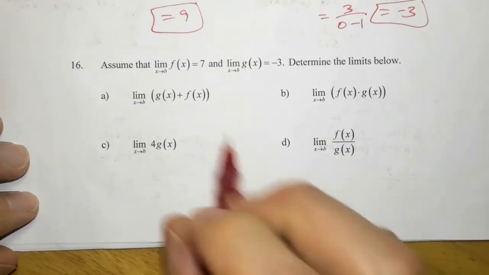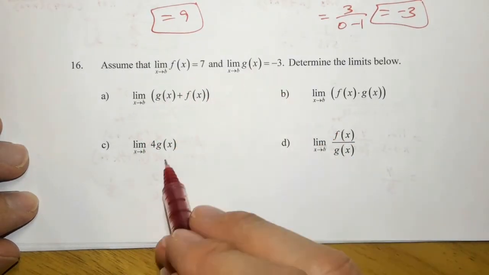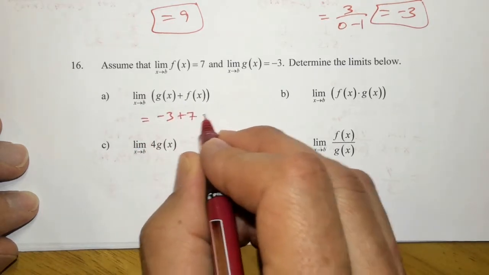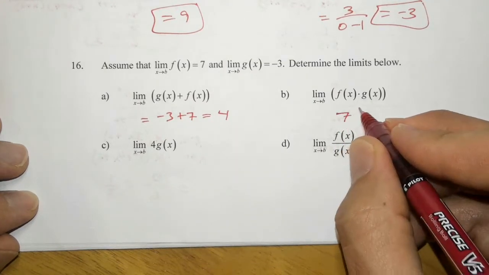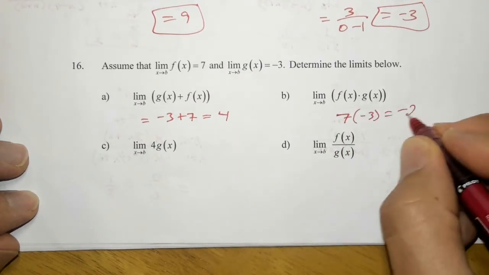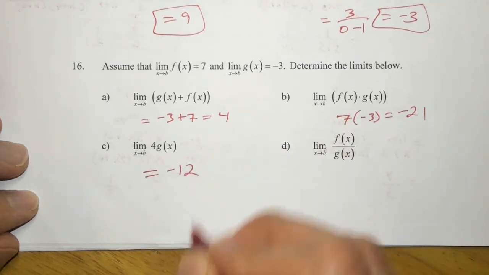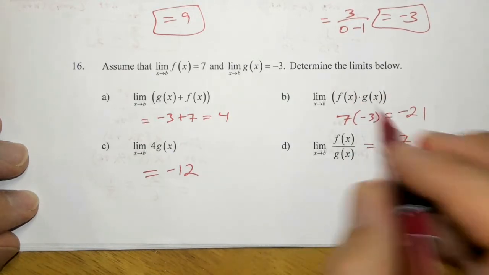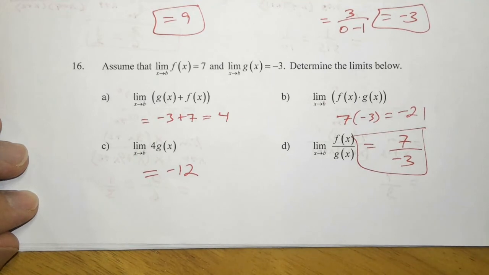Doing some more of the same down with number 16, this time the limit as x approaches b of f is 7, and for g it's negative 3. So if I add them together, this is just going to be negative 3 plus 7, or 4. This is going to be 7 times negative 3, or negative 21. 4 times g means this is going to be negative 12, and f is 7, it's in the numerator, g is negative 3, it's in the denominator. There's my fraction for 16D.